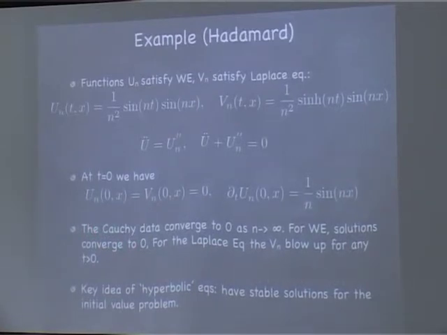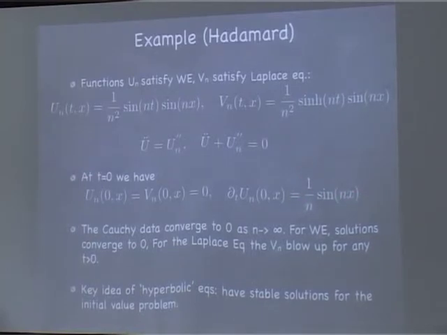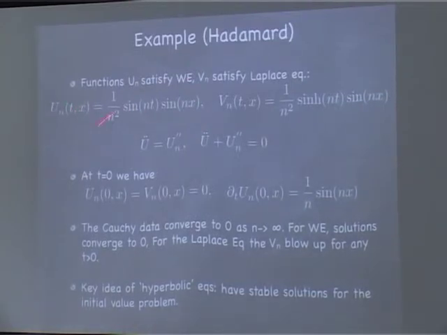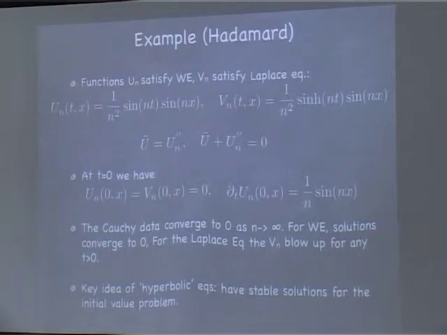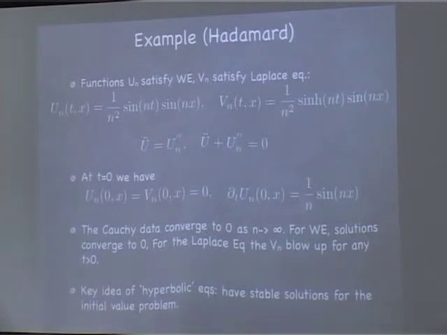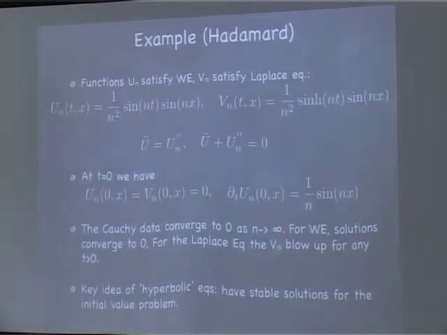Now, what we can see, actually, is that the Cauchy data converge. This converges to 0, okay, because it's a sine. And the ones for the v also converge to 0 as n goes to infinity. So initial data go to 0. For the wave equation, the whole solution goes to 0, as is obvious because this is bounded, this goes like 1 over n squared. So initial data go to 0 means the whole solution goes down to 0. But for the v's, for the Laplace equation, the v_n's actually blow up because it has this hyperbolic sine term. So even if the initial data go to 0, the solution can still blow up. So this is a non-continuous dependence, and it's not what we expect from an initial value problem, okay?